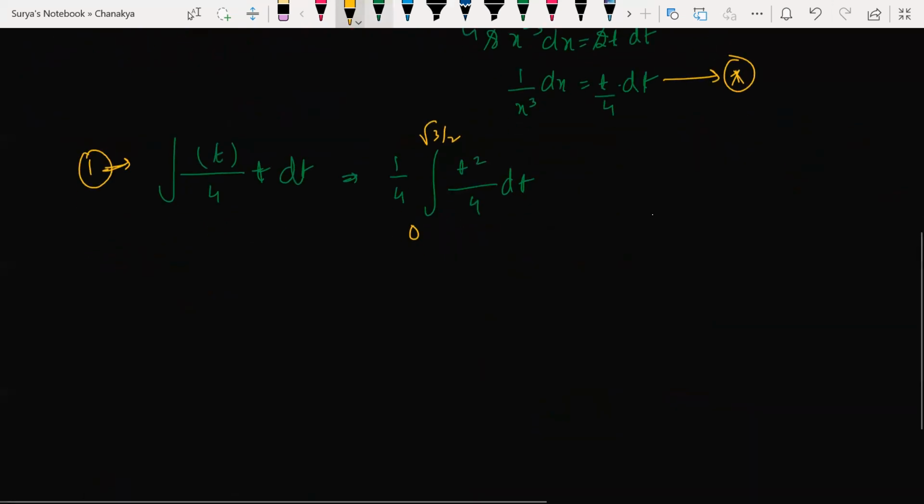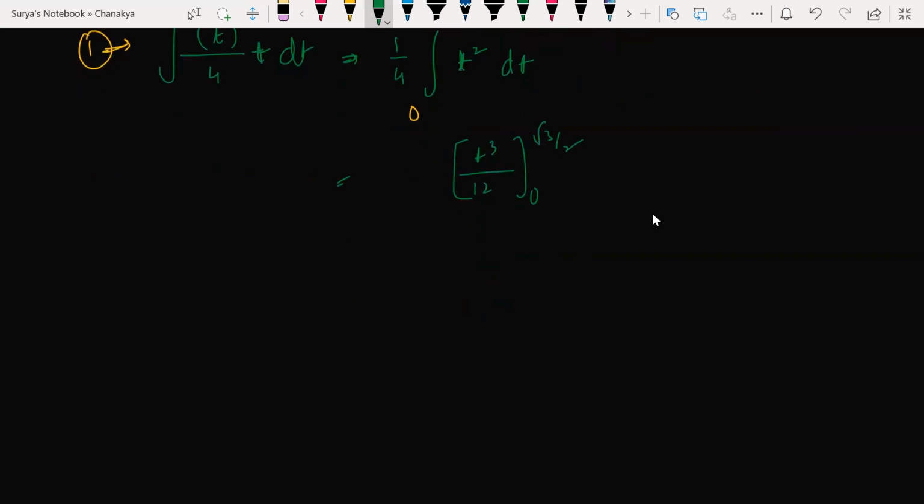Correct? Yes. So now just integrate this: 1 by 4, so t cube by 3. So t cube by what? 3 into 4 is 12. Or else you do one thing: we already wrote 1 by 4 there, so t square integrates to t cube by 3, so t cube by 12, that's it. t cube by 12 from 0 to root 3 by 2. Substitute now and you will get the answer.